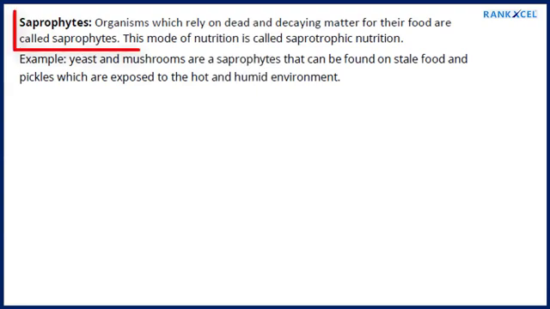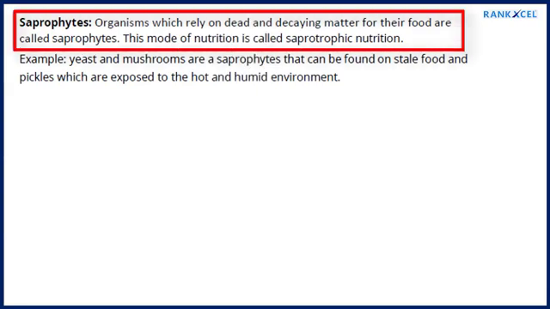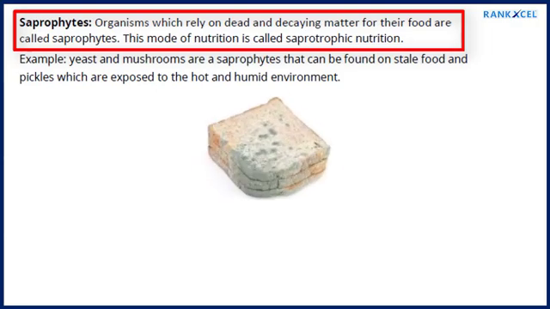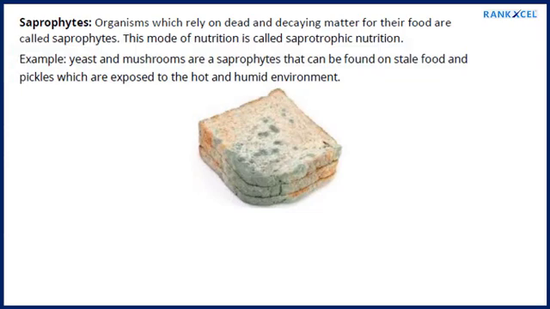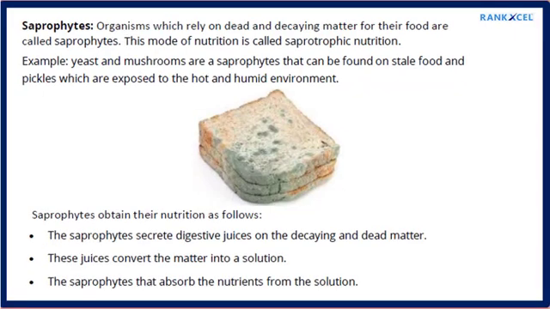Saprophytes. Organisms which rely on dead and decaying matter for their food are called saprophytes. This mode of nutrition is called saprotrophic nutrition. Example, yeast and mushrooms are saprophytes that can be found on stale food and pickles which are exposed to the hot and humid environment. Saprophytes obtain their nutrition as follows.